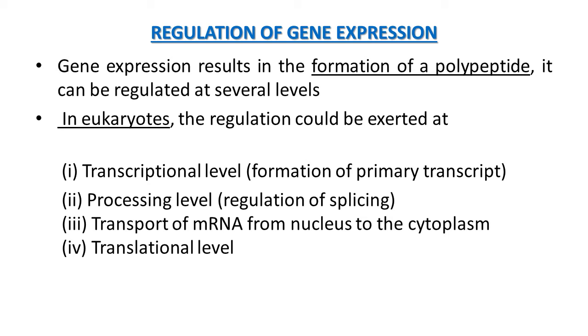4 units. First, transcriptional level, means formation of primary transcript. The second is processing level, that is regulation of splicing. Third one, that is transport of mRNA from nucleus to the cytoplasm. And fourth one is translation level. So this way in eukaryotes the regulation could be exerted at these 4 types of levels, that is transcriptional level, processing level, transport of mRNA from nucleus to the cytoplasm, and fourth is translational level.